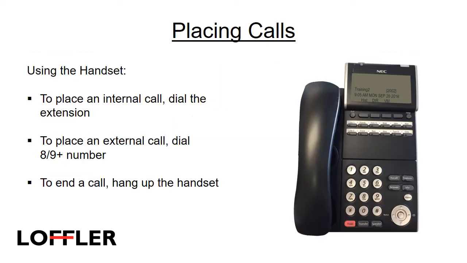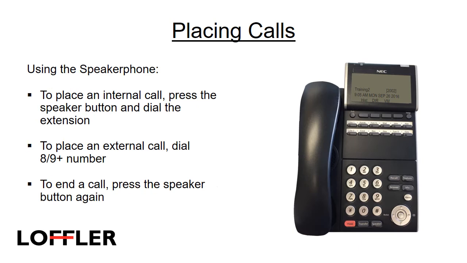To place a call using your handset, pick up your handset and dial the extension. To place an external call, dial the trunk access code 8 or 9 and then the number. To end a call, hang up the handset. To place a call using your speakerphone, press the speaker button and dial the extension. To place an external call, dial the trunk access code 8 or 9 and then the number. To end a call, press the speaker button.